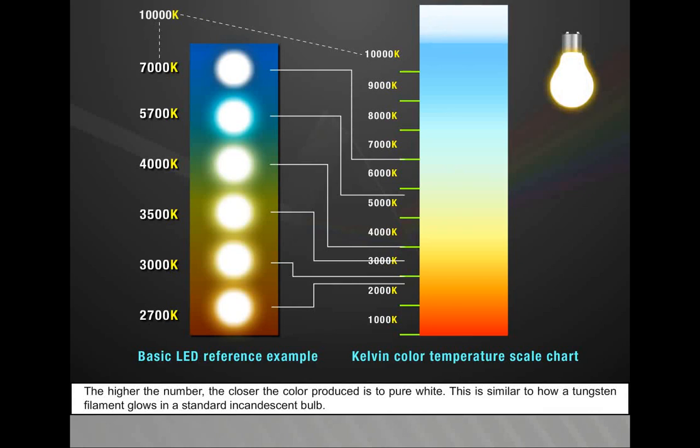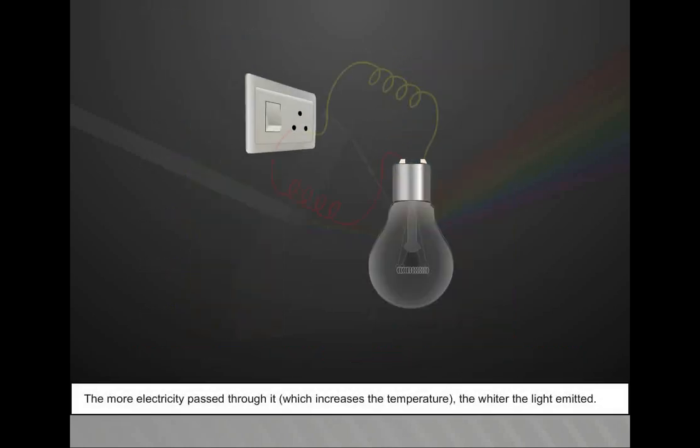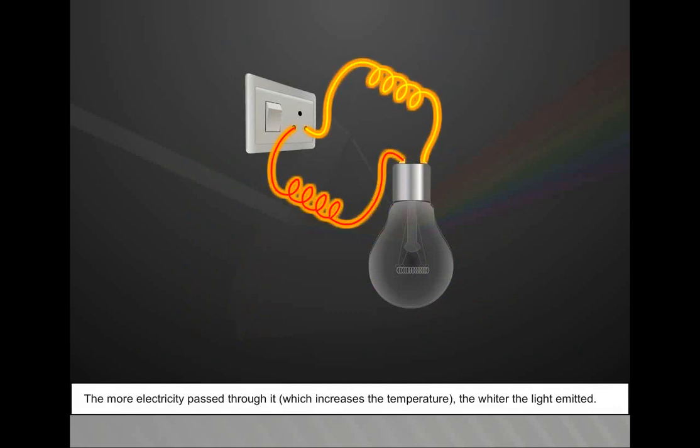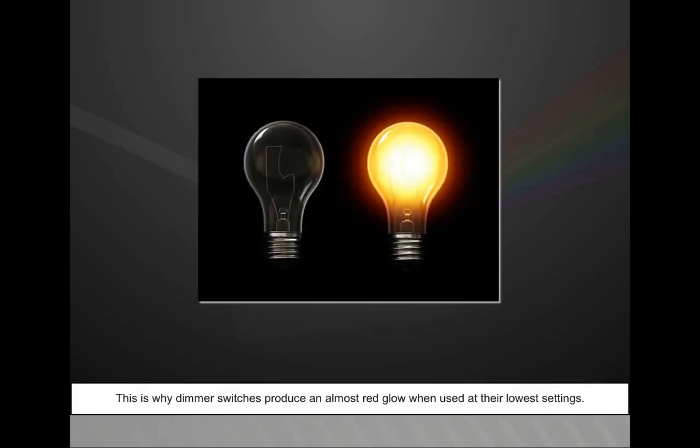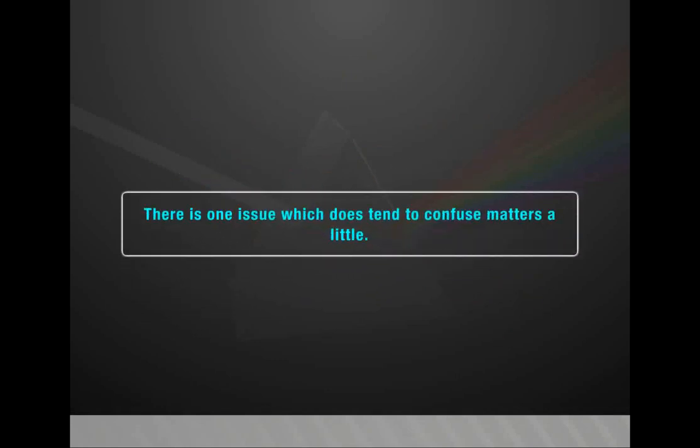This is similar to how a tungsten filament glows in a standard incandescent bulb. The more electricity passed through it, which increases the temperature, the whiter the light emitted. The lower amount of electricity used, and therefore the colder the filament, the closer to red the light becomes. This is why dimmer switches produce an almost red glow when used at their lowest settings. There is one issue which tends to confuse matters a little.